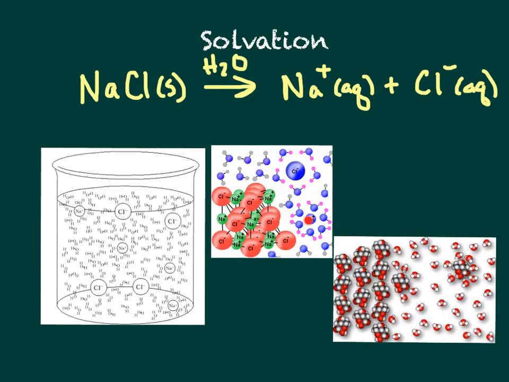And the positive sodium ions get surrounded by the negative side of the H2O, which is the oxygen. And so we get this process called solvation. Solvation is where it breaks apart the ionic compounds and it surrounds them with the opposite charges that attract them.